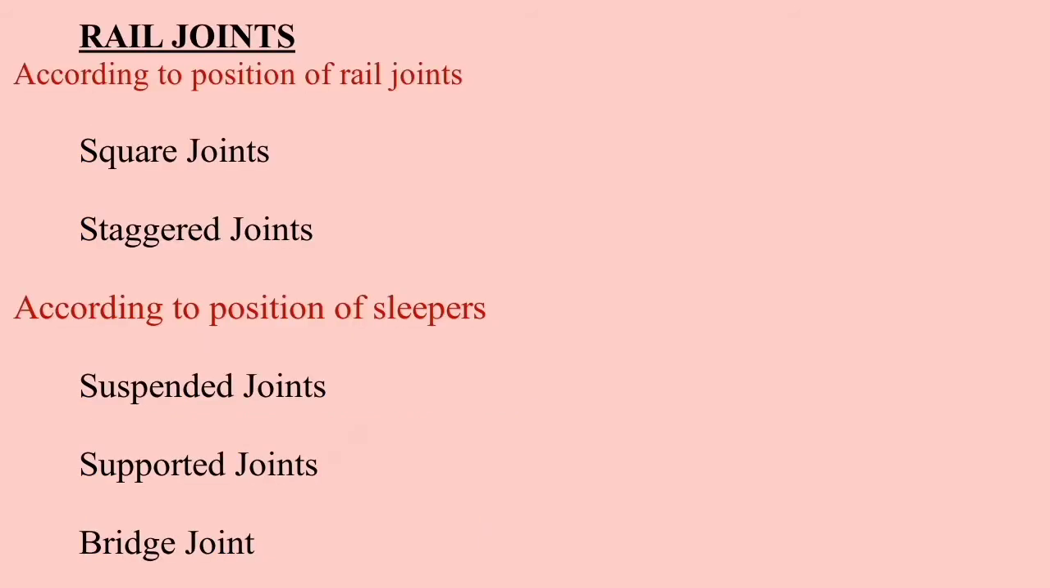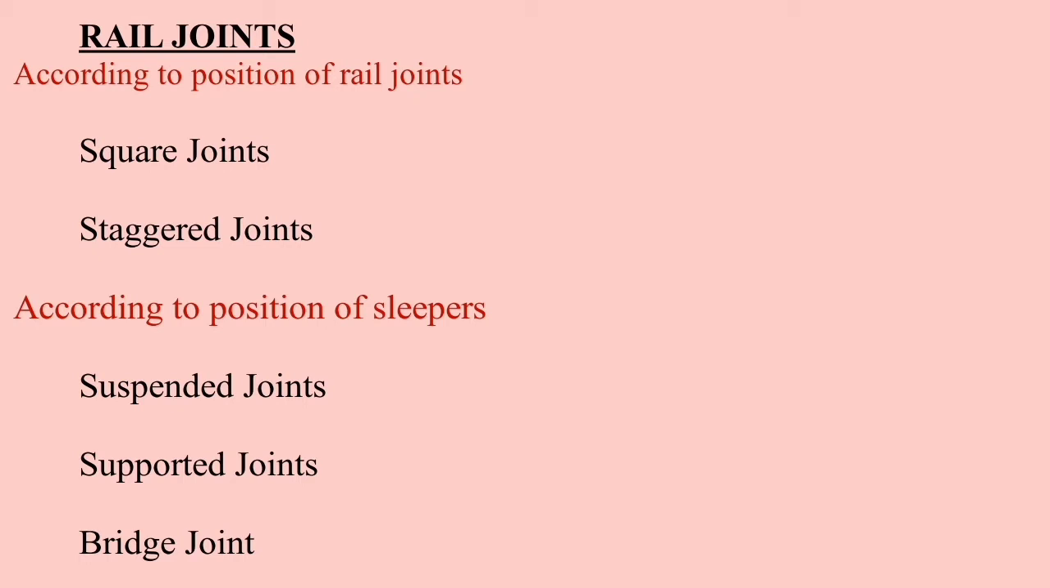Rail joints are classified according to the position of joints and according to the position of sleepers. According to the position of joints, rail joints are classified as square joint and staggered joint. According to the position of sleepers, rail joints are classified as suspended joint, supported joint, and bridge joint.